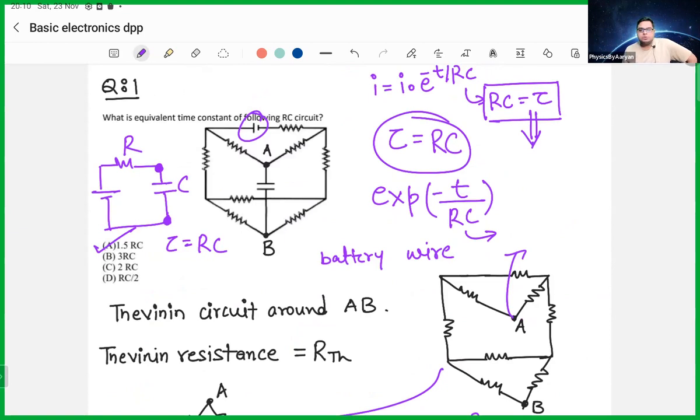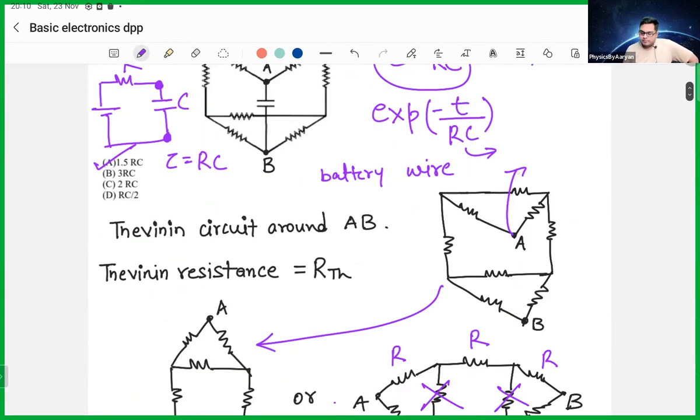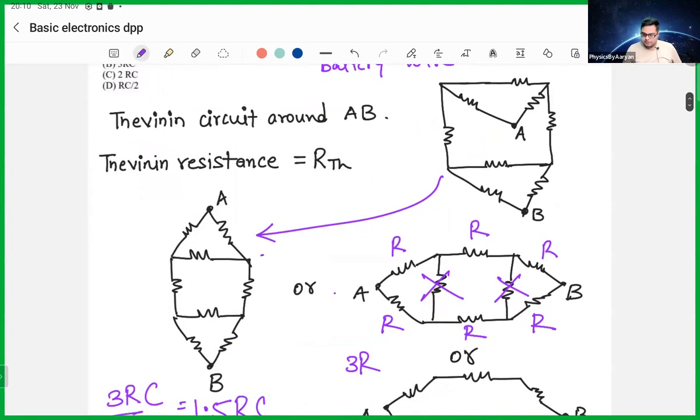Again, I just used the principles that you already know. How do you simplify the circuit? First of all, you choose the point around which you want to simplify. I want to simplify between points A and B. So I open circuit between A and B, and I convert my battery into a wire. Then I fold this circuit out so that I can look at it clearly. This will give me this diagram.